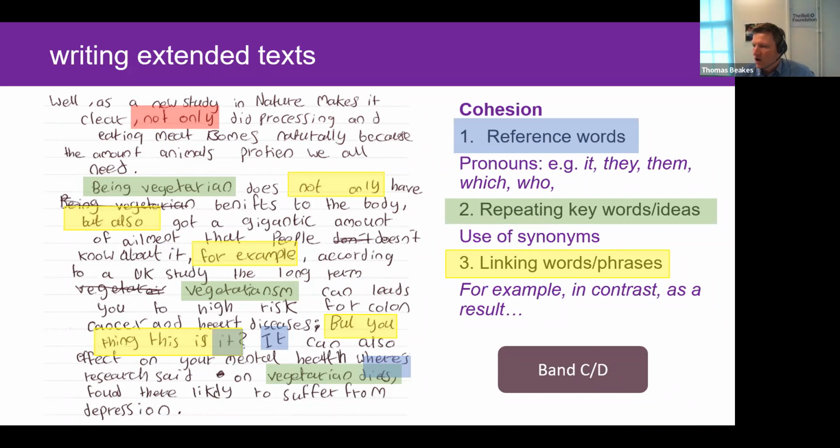Okay, and remember that at the higher bands, beyond band D, it's not just about the quality of the language being produced, but it's the context in which it's produced. So has the learner been able to produce it independently without a lot of scaffolding and extra support?